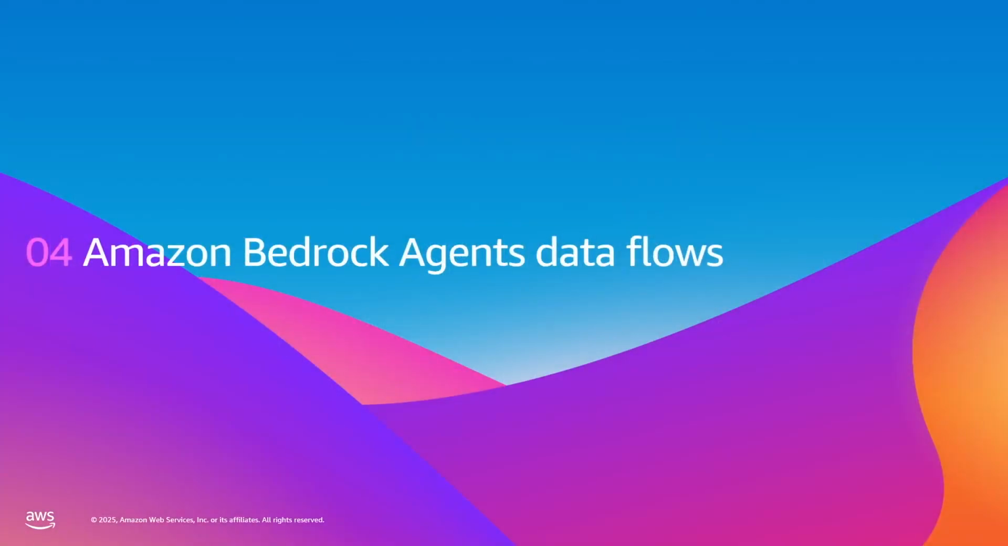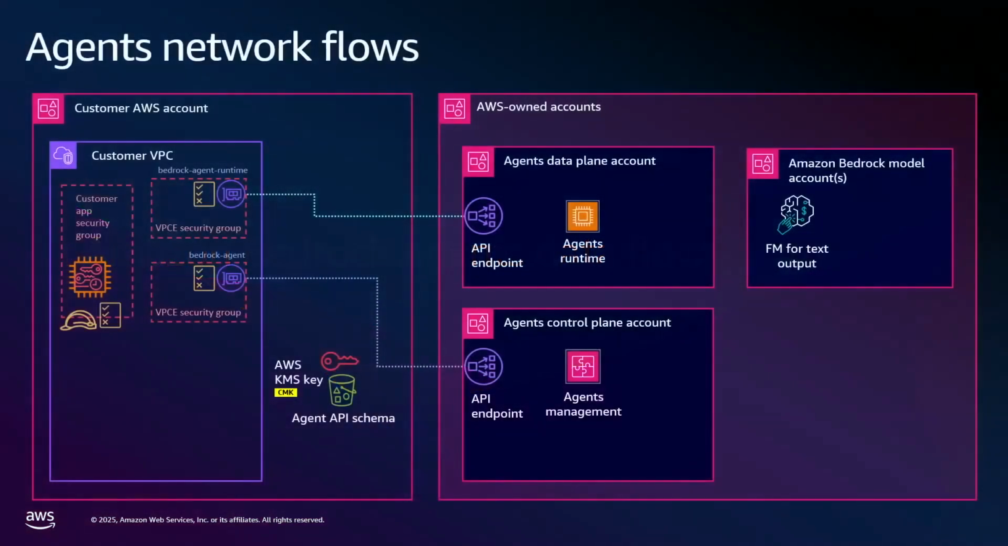So agents and the agents data flow. This structurally looks quite similar to the last one. We have the customer VPC on the left with PrivateLink. We have the data plane account and control plane account and some models. Now, we don't say for agents here which model we're using because you choose. It's completely down to you. And so it could be Anthropic, could be Amazon, doesn't really matter. You get that choice, you decide.